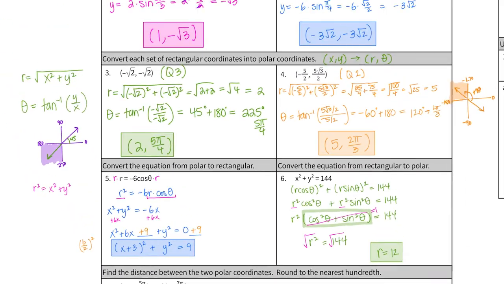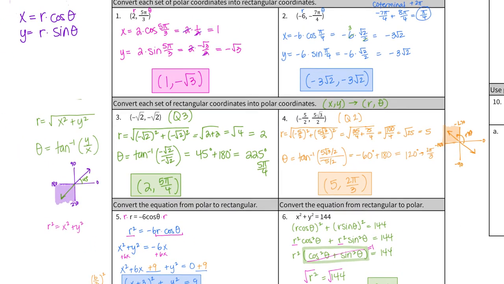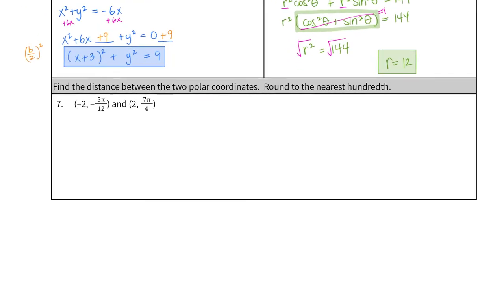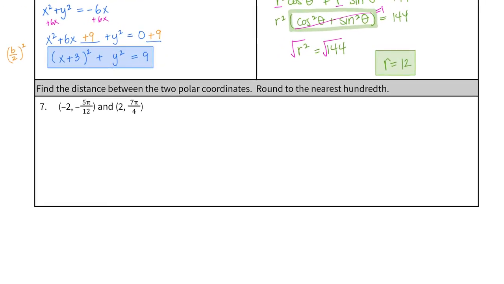Okay, so that was converting equations and coordinates. Now it says find the distance between the two polar coordinates, round to the nearest hundredth. So they're both r, theta. So r theta, r theta. But this is the first point and this is the second point. So we're going to do sub 1 and sub 2.